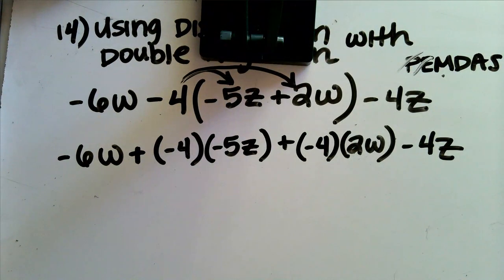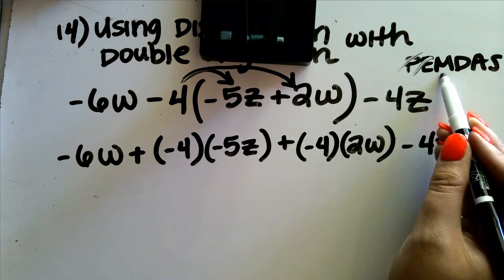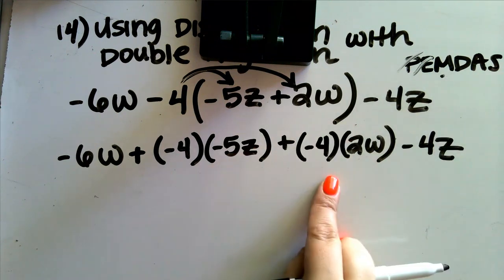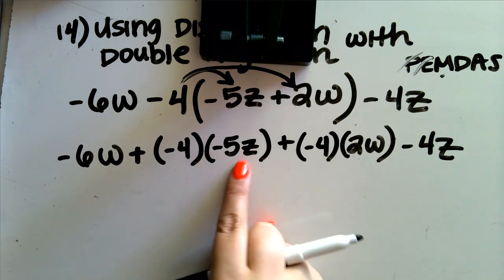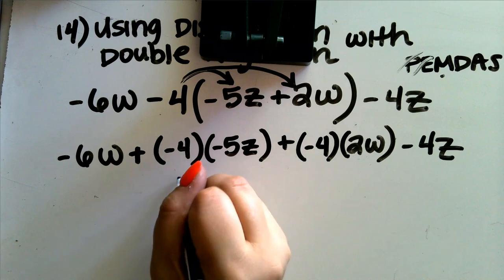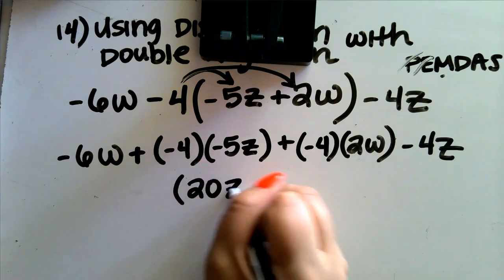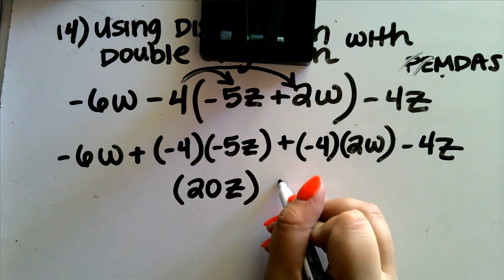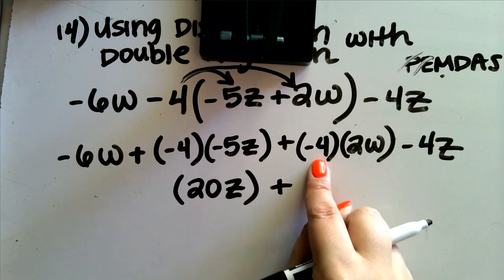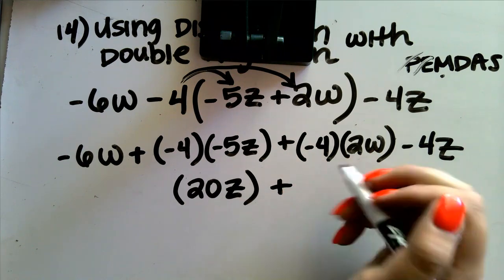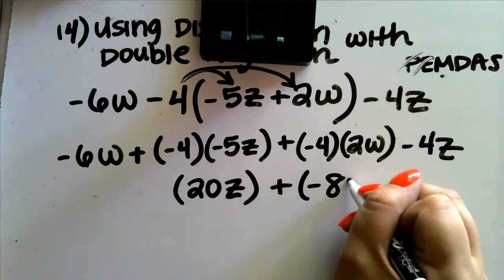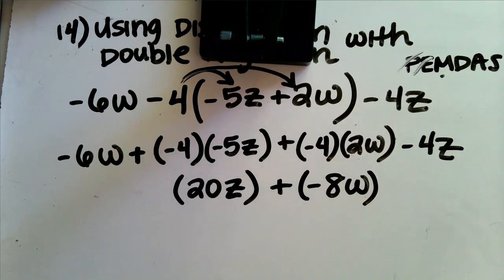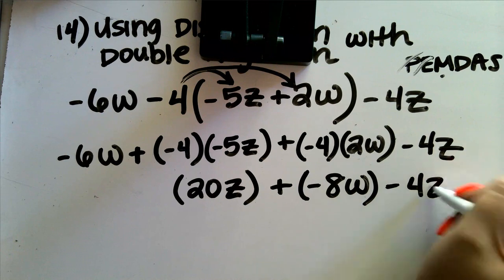Okay, next up, let's go ahead and talk about our multiplication. We already did the distribution, but we do have some new multiplication that we need to do in here, okay? So let's talk about this. -4 times -5z is going to be a positive 20z. Going to bring down that same addition, and I'm going to multiply these two together. -4 times 2w is -8w, and then everything else is exactly the same from here on out.